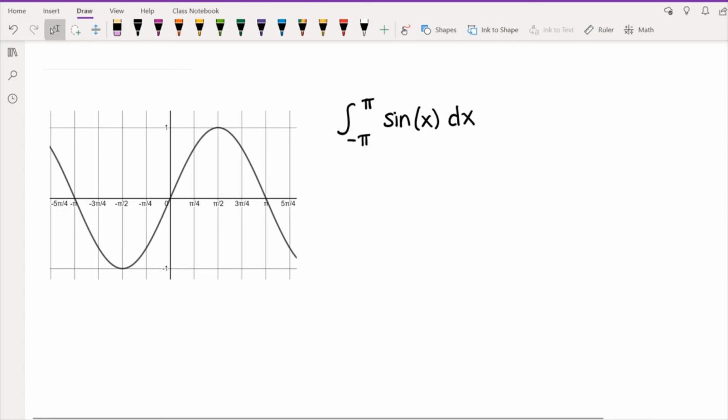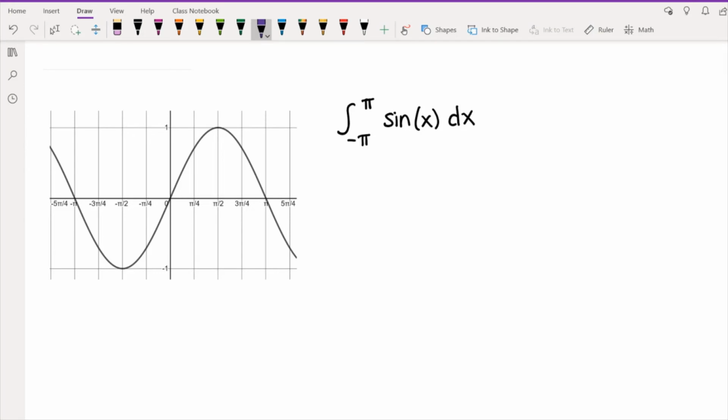And we'll look at the graph in a second, and we'll see that actually, if you just looked at the graph, you could answer this question without using FTC, but let's say that you forgot about that, or you didn't know that. So forget the graph for a second. Let's just evaluate this integral just using FTC.